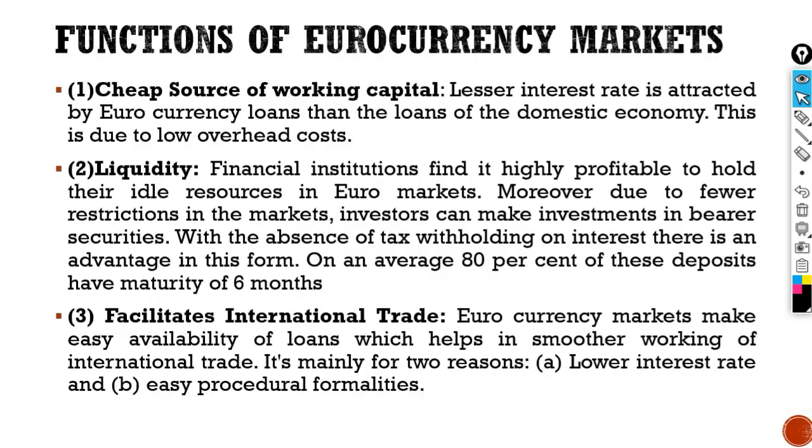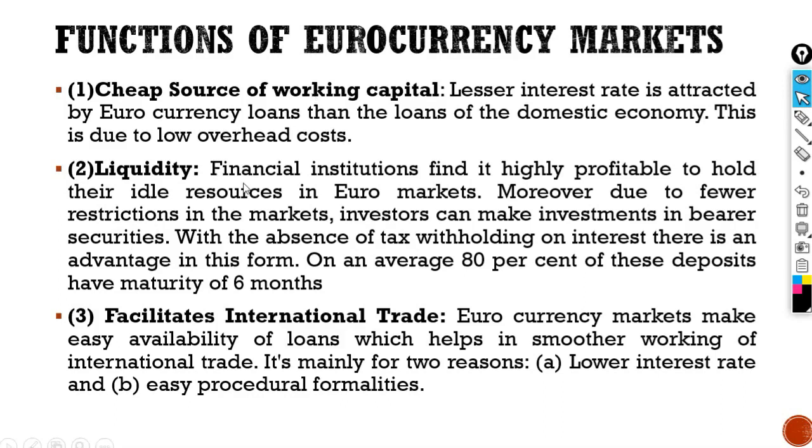Okay, next come what are the functions of euro currency markets. So number one, euro currency market is a cheap source of working capital. Why? Lesser interest rate is attracted by euro currency loans than the loans of the domestic economy. This is due to low overhead costs. So since the interest rates are less, since the overhead cost is less, it becomes a cheap source of working capital. So you can easily get the loan, and it will also be at a very low rate of interest.